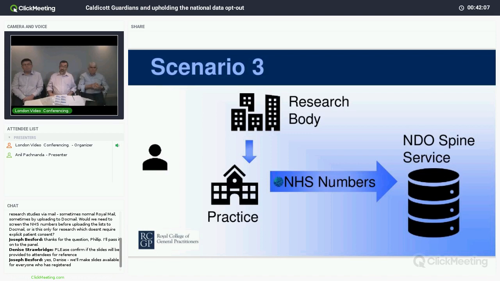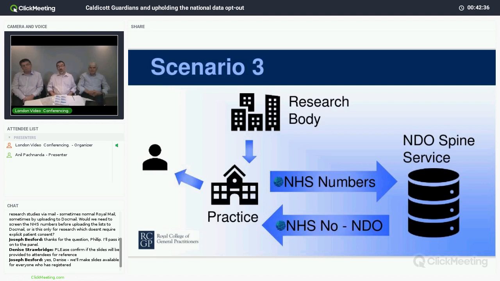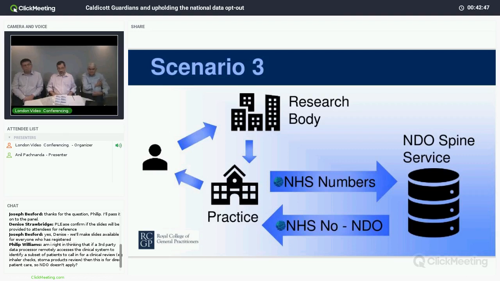They need to make sure that those NHS numbers are sent to the National Data Opt-out Spine Service to be checked against the National Data Opt-out database. Again, they will receive that returning information from the spine service, having removed any NHS numbers for patients who have an opt-out in place. They will then pass that redacted list of NHS numbers to the researcher coming into the practice. And that researcher can then identify the important information and put that into the research project.